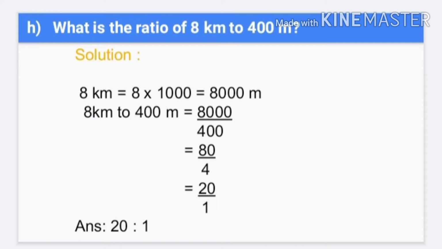What is the ratio of 8 km to 400 meter? First, change the quantities to same unit. 8 km equal to 8 into 1000 meter equal to 8000 meter. Equal to 8000 divided by 400. Cancel 2 zeros. Equal to 80 by 4. Cancel by 4 table. 4 into 20 equal to 80. 4 into 1 equal to 4. Equal to 20 by 1. The ratio is 20 is to 1.